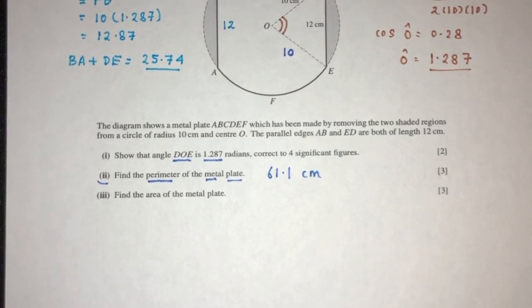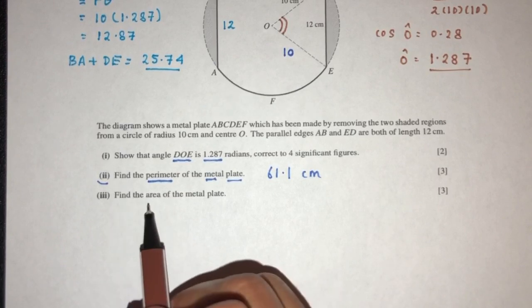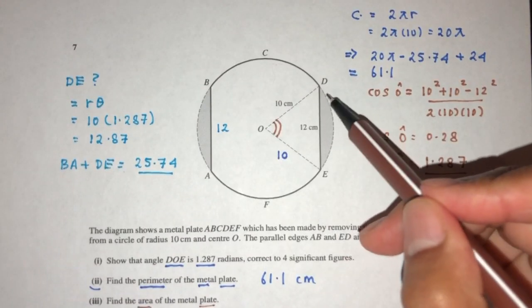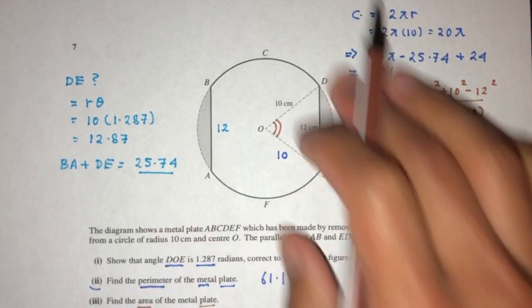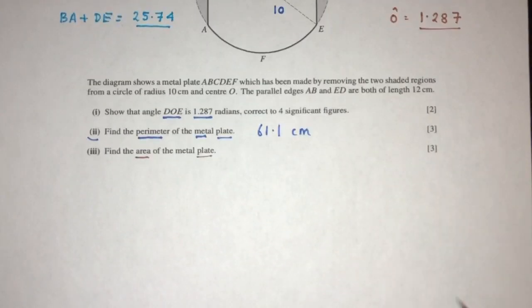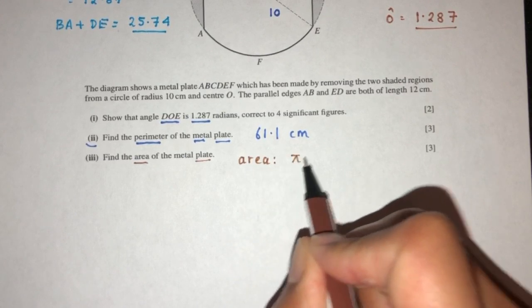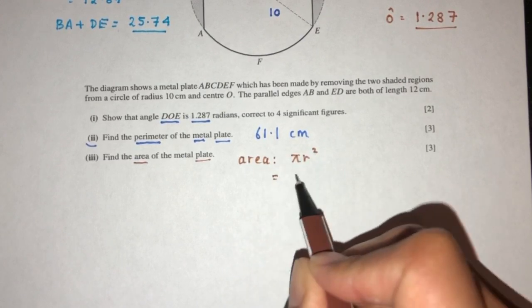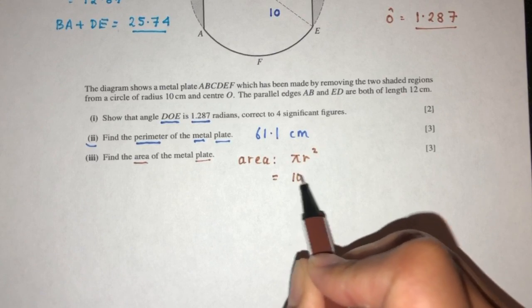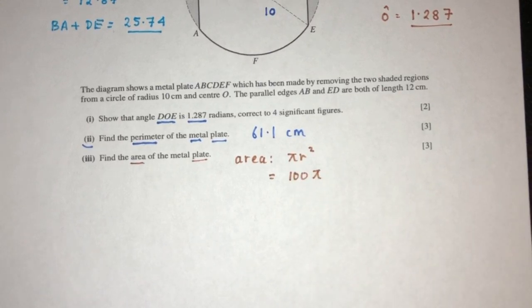Okay, so now part 3, find the area of the plate. So to find the area, we have to remove these two. So first, let's find the area of the whole thing, right? So it's area of a circle. That will be pi r square. R square is 10 square, which is 100. Pi will be the area of the whole thing.